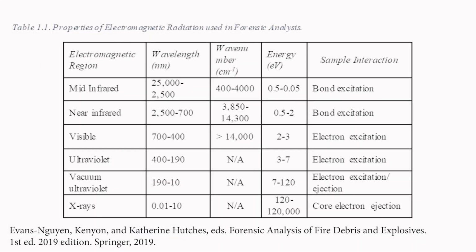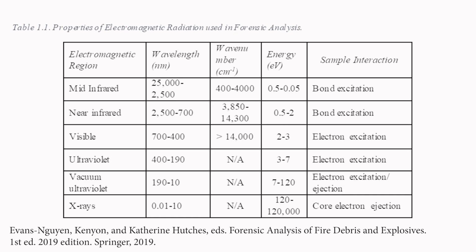So here is a kind of trimmed down, a scaled down version in a table, much more succinct, where we're saying, okay, we have wavelength, wave number, and energy. In the mid IR, which is traditionally what FTIR is going to work, the wavelength is 2,500 to 25,000 nanometers, or 2.5 to 25 micrometers.